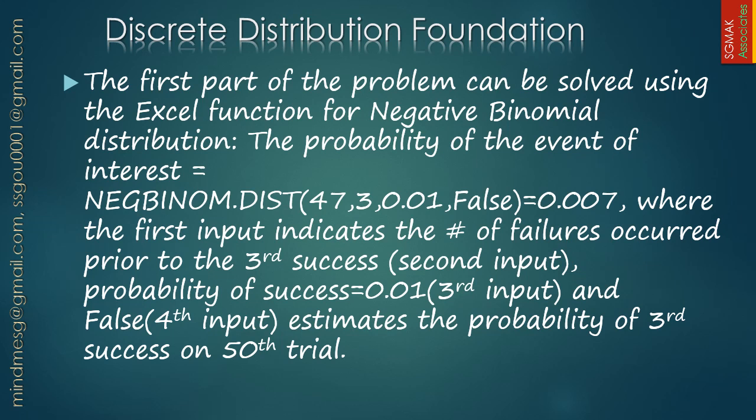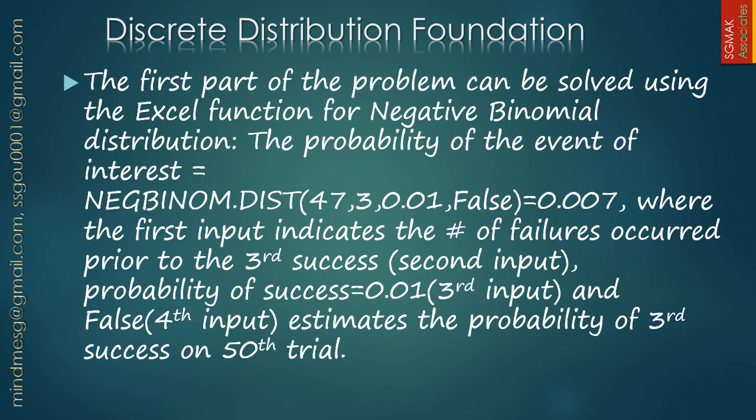So the first part of the problem can be solved using the Excel function for negative binomial distribution, which in Excel reads as NEGBINOM.DIST. It requires 4 inputs. For this problem, we'll use 47, 3, 0.01, false, and the number is 0.007. The first input indicates how many failures occurred prior to the third success, and in our case that should be 47 because the third success is happening on the 50th trial.